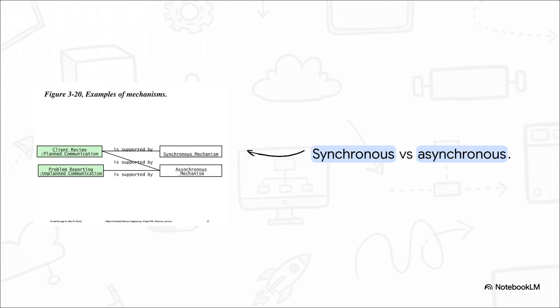Digging just a bit deeper into that nervous system, we have to recognize the functional differences in how we actually communicate. This highlights that planned communication, like a client review, is typically supported by a synchronous mechanism. Think of a live meeting where everyone is present in real time. Unplanned communication, on the other hand, like problem reporting, relies heavily on asynchronous mechanisms. This lets team members flag issues and respond whenever they actually have the bandwidth, which prevents a single random bug report from totally derailing everyone's day.